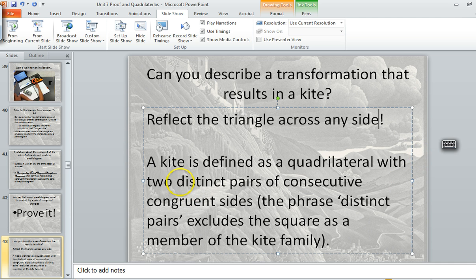The word distinct is an important qualifier in the definition of a kite because for our purposes, the square is not included in the kite family. The square certainly has two pairs of consecutive congruent sides, but they are not distinct. In other words, they have the same measure. All four consecutive congruent sides are of equal measure. So square, not included in the kite family.